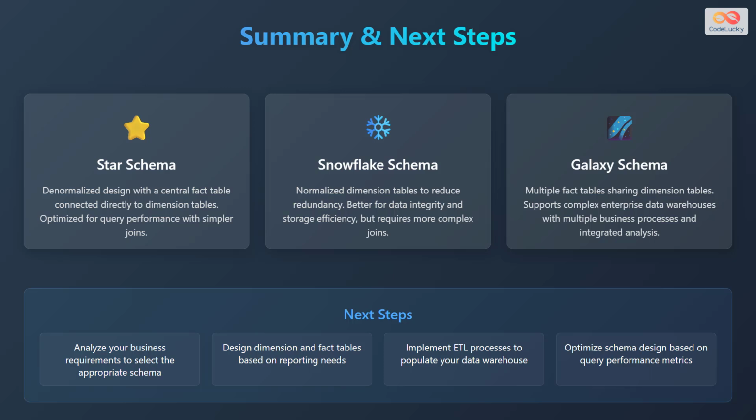processes and integrated analysis. As next steps, analyze your business requirements to select the appropriate schema. Design dimension and fact tables based on reporting needs. Implement ETL processes to populate your data warehouse. Optimize schema design based on query performance metrics.